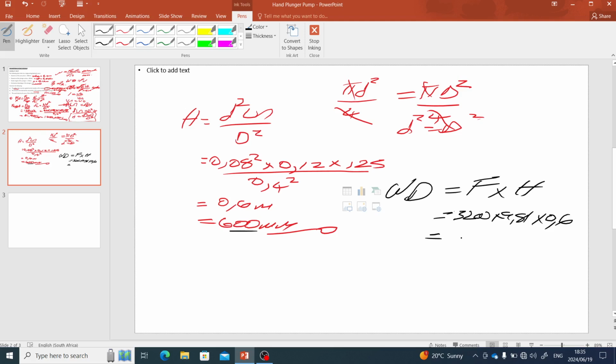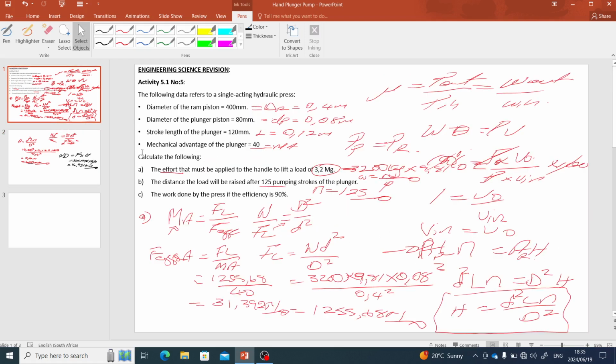Then we get our work done as 16,951 kilojoules. This is how you tackle these hydraulic equations.